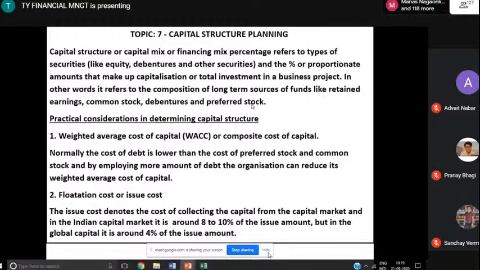100 CR. I repeat, your corporate is going for an equity issue of 1000 CR. In order to collect 1000 CR, corporate is compelled to spend 100 CR. This is the remaining part. And in the Indian capital market, it is around 8 to 10% of the issue amount. But in the global capital market, it is around 4% of the issue amount. Okay, one word is missing there. In the global capital market, make it market. Global capital market, it is around 4% of the issue amount.